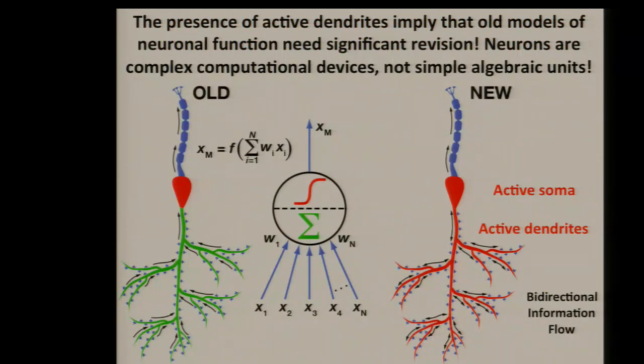To conclude, I would like to just put this slide up and show that the presence of active dendrites imply that old models of neuronal function need significant revisions. And neurons are complex computational devices and not simple algebraic units. And as we saw, if you include calcium and signaling microdomains, so they are on the order of microns, which means that each of these individual points is an independent computational device which is capable of making decisions on its own and not something which is going to be talking with each other. And therefore, you will have to account for these complexities that are present within a single neuron if you are interested in understanding how it processes information. To go with this old model would be foolhardy.